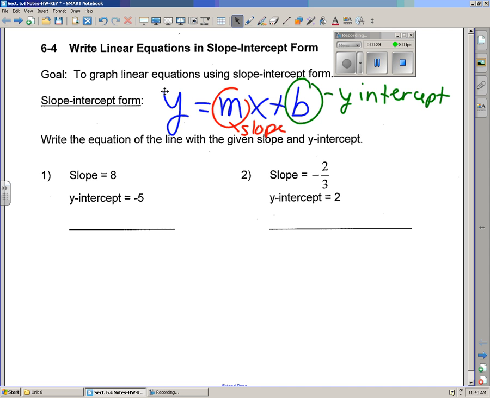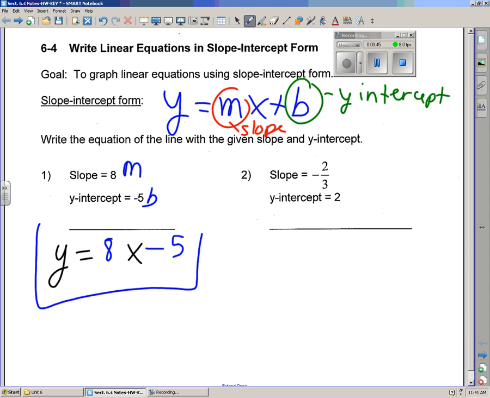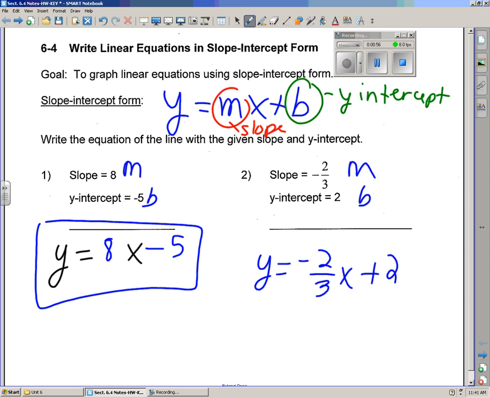So very easy in the beginning. Write the equation of a line with the given slope and the given y-intercept. So you've got your slope, you have your y-intercept, you've got your m, you've got your b. Every equation is y equals mx plus b, and what you're going to dump in is 8 for your slope, minus 5 for your b, and you are finished. It's that easy. So on number 2, given the m and the b, the equation is y equals negative 2/3 x plus 2.